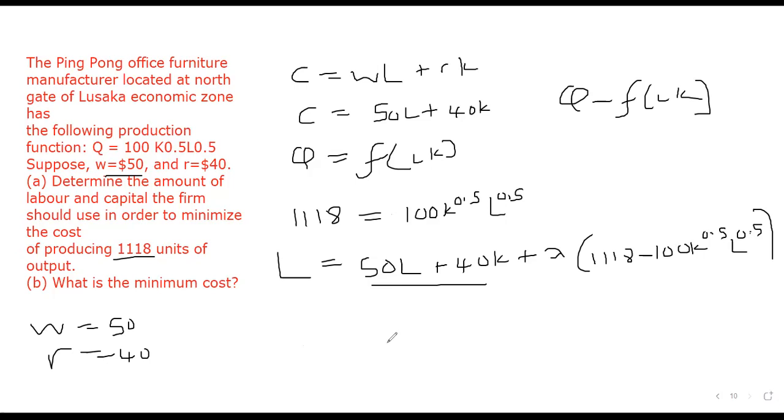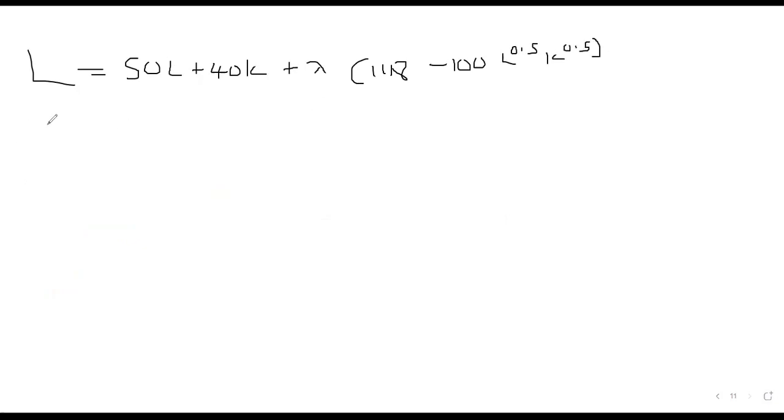So let's do the partial derivatives. So here we have 50L plus 40K plus lambda times 1118 minus 100 L half and K half. So can somebody give me what is the partial derivative of the Lagrangian in terms of labor? What do we have there? Who wants to try? Chimuka can start.